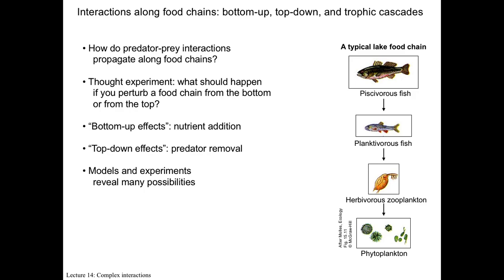Some of the nicest examples of this come from an aquatic food web. And we can think of this as a very straightforward aquatic food chain. You start off with phytoplankton, they're fed on by zooplankton, which in turn are fed on by these planktivorous fish, which in turn are fed on by piscivorous fish.